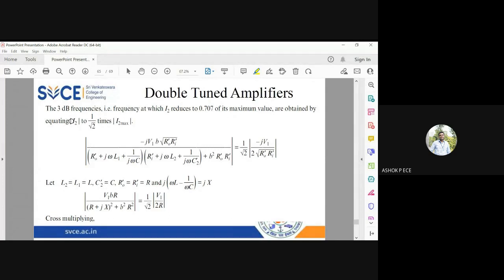Only one thing differs. For maximum power transfer, we equate I2 equal to I2 max. For bandwidth, we have to equate I2 equal to 1 by root 2 times I2 max. Or in decibel scales, we'll be subtracting. But since all our derivations are based on numerical parameters, we'll equate the actual current value to 1 by root 2 times the maximum current value. So I2 is equal to 1 by root 2 times I2 max. I2 expression we know, I2 max expression we know.